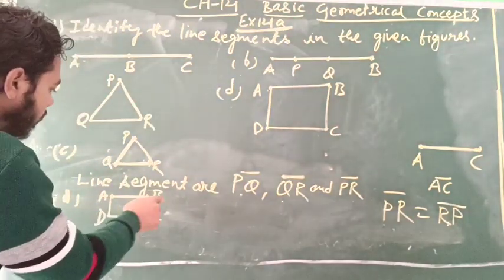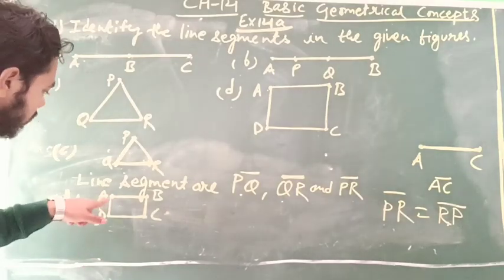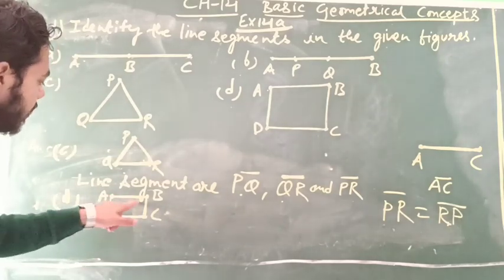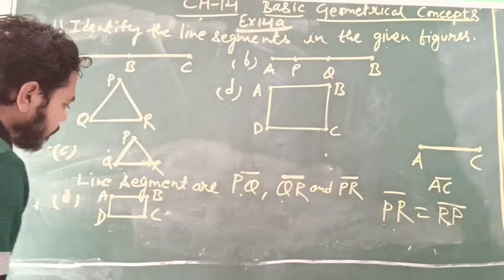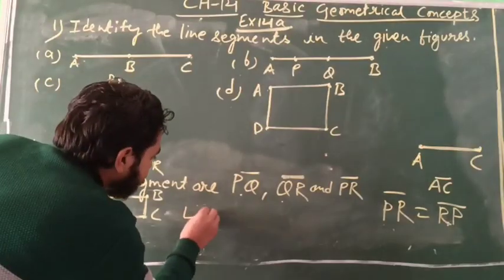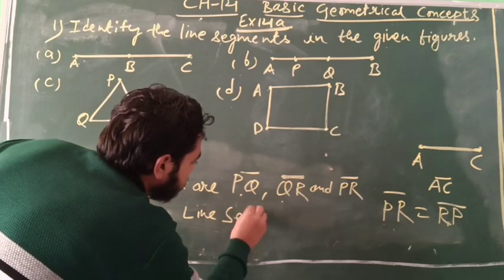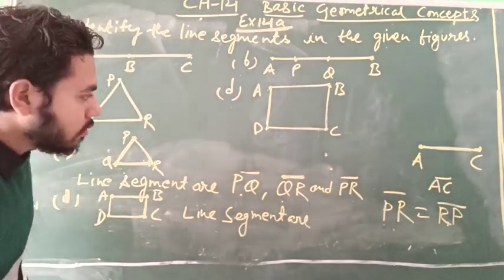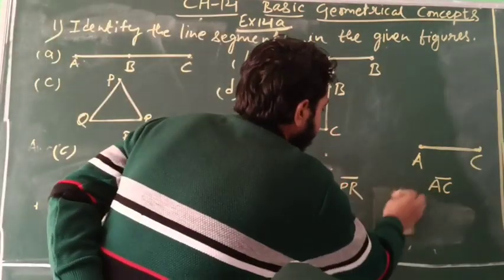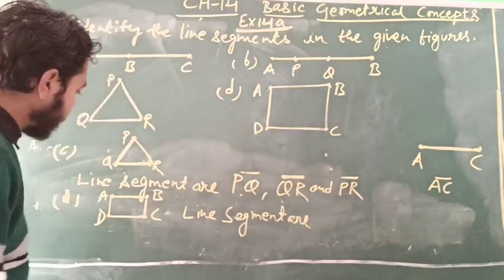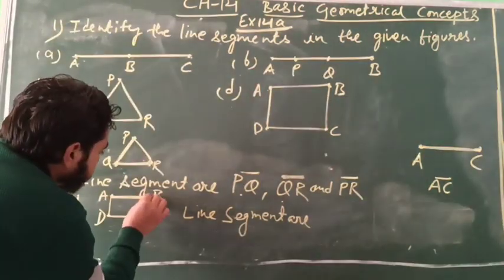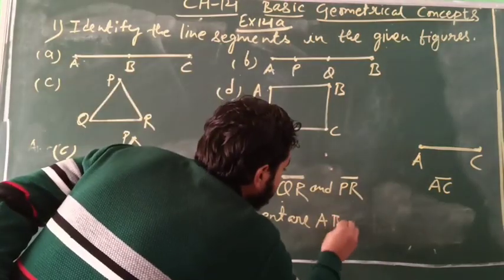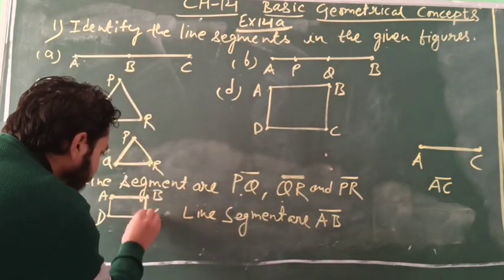Now we will talk about question D. In this you see that the rectangle is ABCD. A rectangle ABCD. Okay. So in this, the line segments are AB. Okay. These 2 points make a line segment AB. So line segment AB.